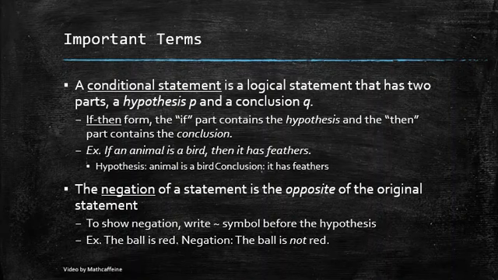A conditional statement is a logical statement that has two parts, a hypothesis P and a conclusion Q. It is written in an if-then form, where the if contains the hypothesis and then contains the conclusion. For example, look at the statement. If an animal is a bird, then it has feathers. The hypothesis is that the animal is a bird, and the conclusion is that it has feathers.